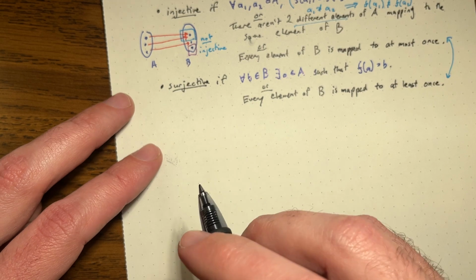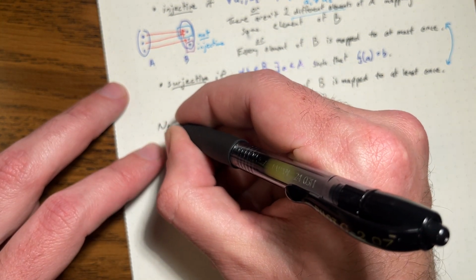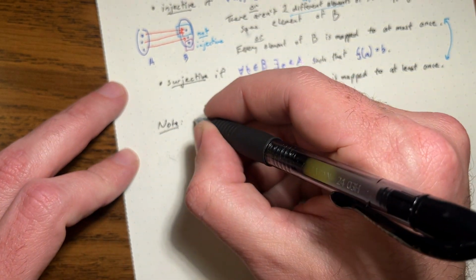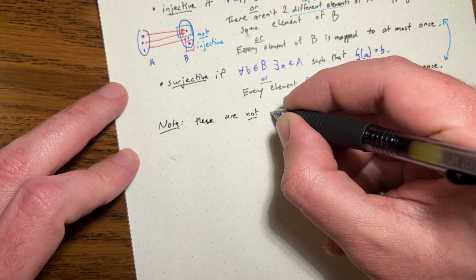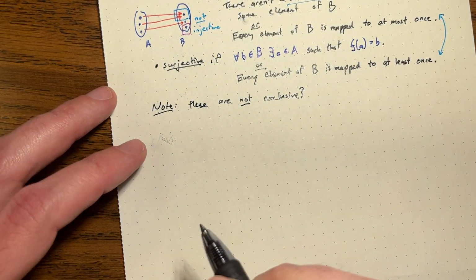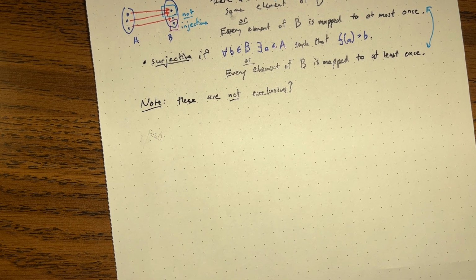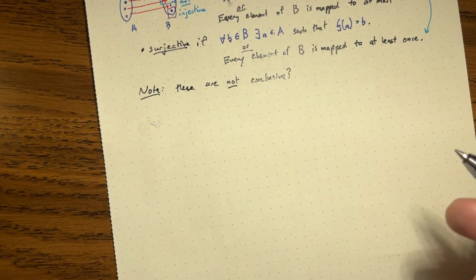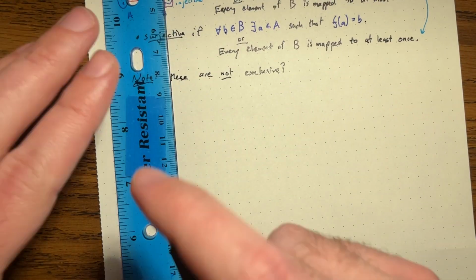So let me note the following. Note these are not actually exclusive concepts. So what do I mean by that? You could be surjective and not injective. You can be injective and not surjective. You can be neither injective nor surjective, and you could be both injective and surjective. So those are all possible. Let me illustrate that maybe.